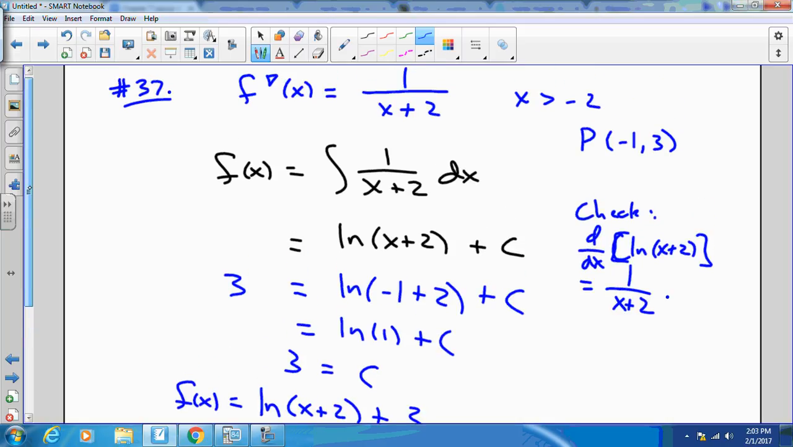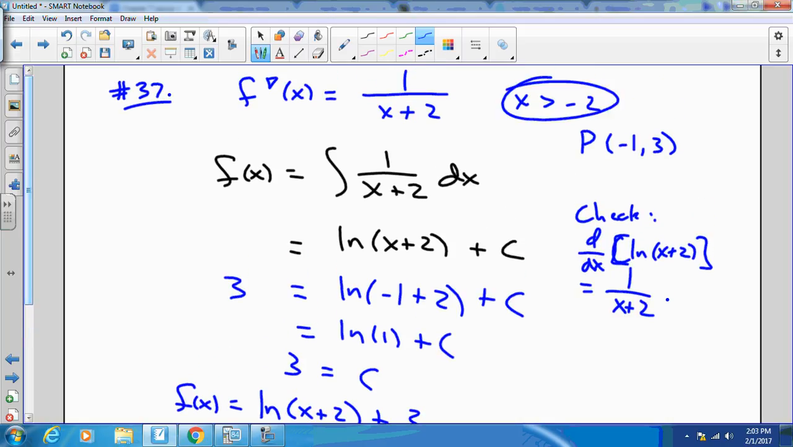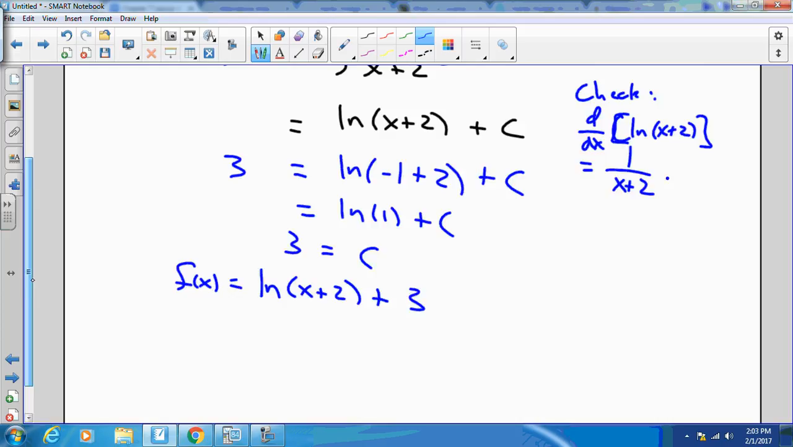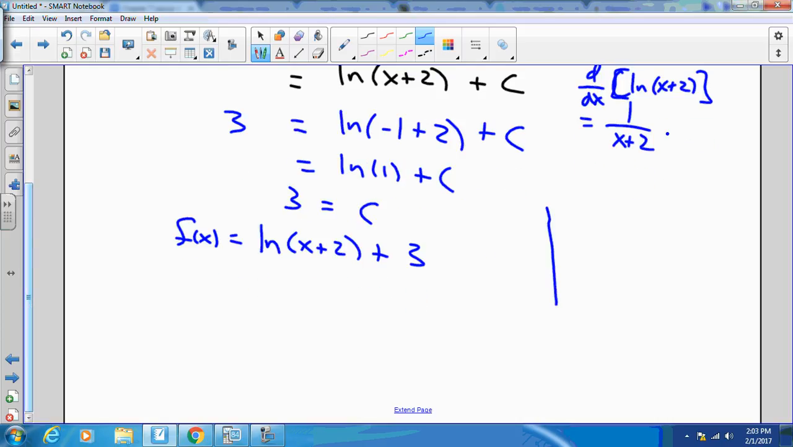But now we wonder about that domain. Let's come back to the domain and see why this domain was necessary. Well, if I look at the curve y equals natural log of x plus 2 plus 3, you can see that that is going to be a transformation of ln x to the left by 2 and up by 3. So I can take the vertical asymptote for ln x, shift it to the left by 2, and shift the entire curve up by 3, so that my curve is going to go through the point -1, 3. And then here's my graph.